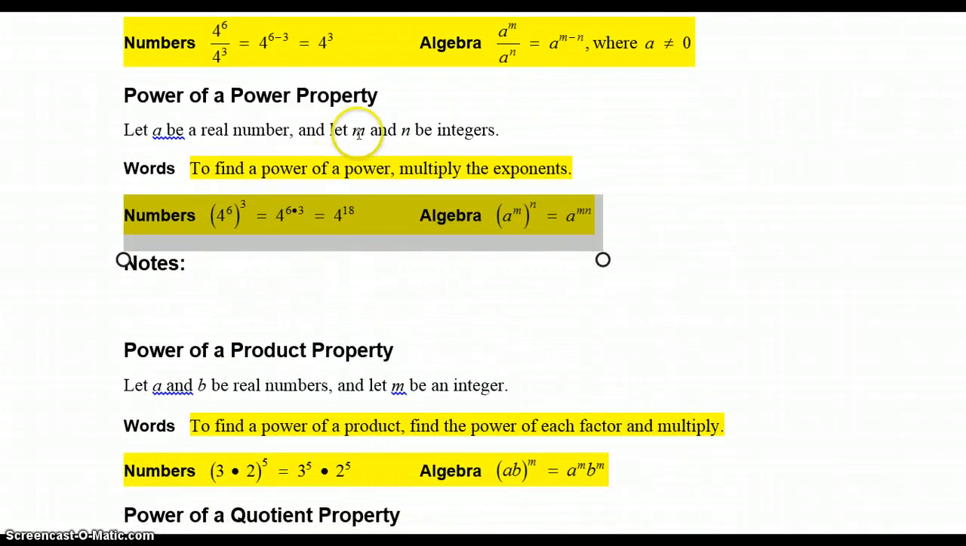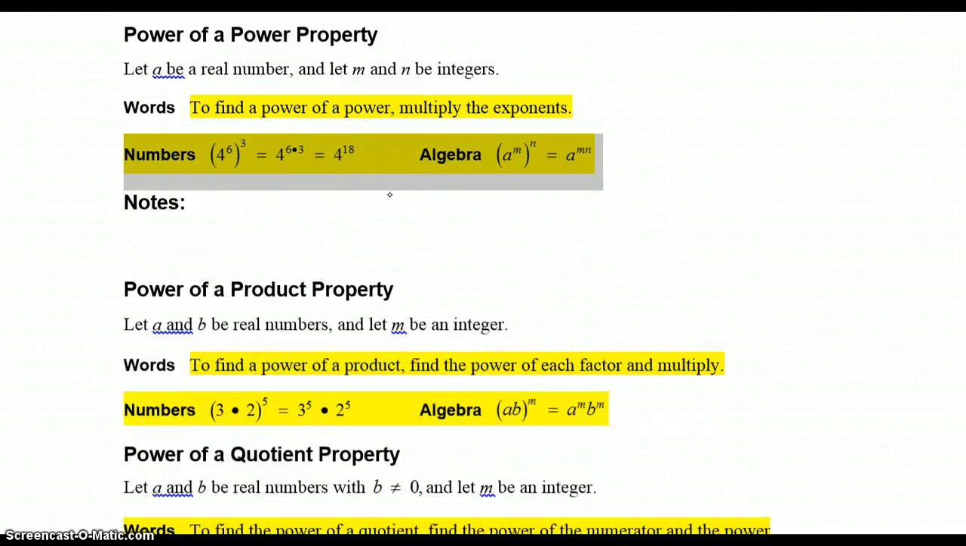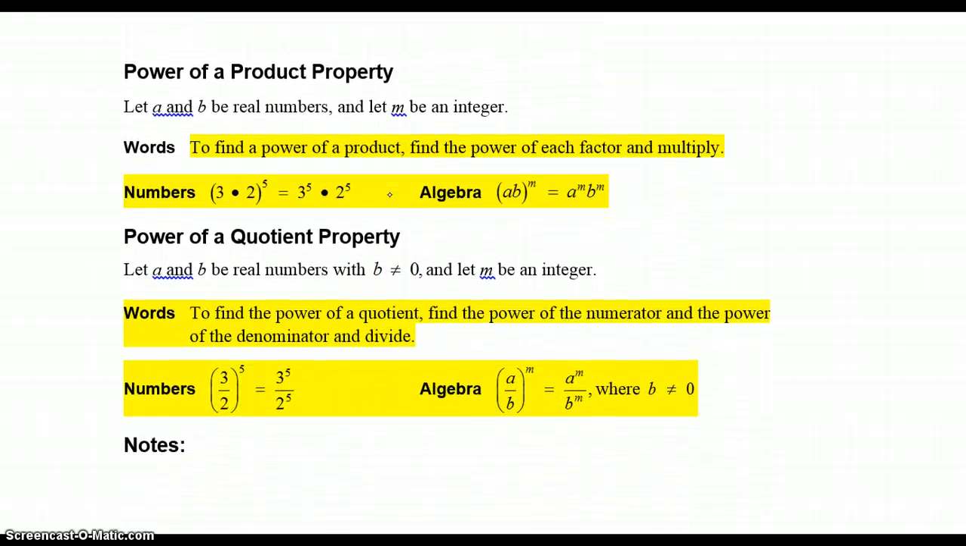For a power to a power, to find a power of a power, multiply the exponents. So let's say you have 4 to the 6 to the third power. So that means 4 to the 6 times 4 to the 6 times 4 to the 6 is really 4 to the 18th. So to find a power to a power, you multiply the exponents.